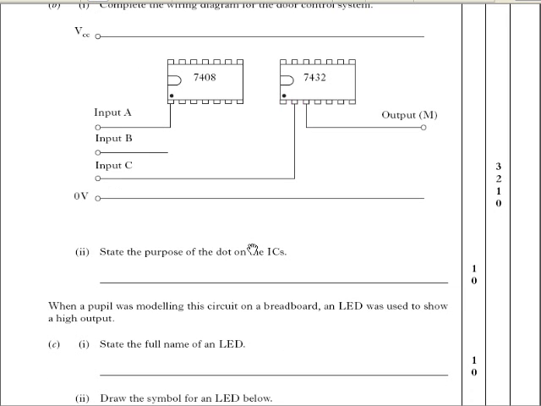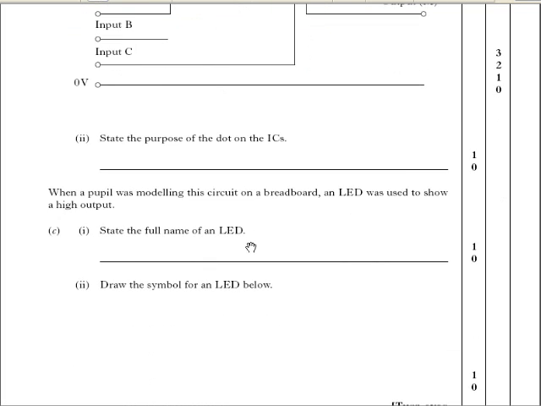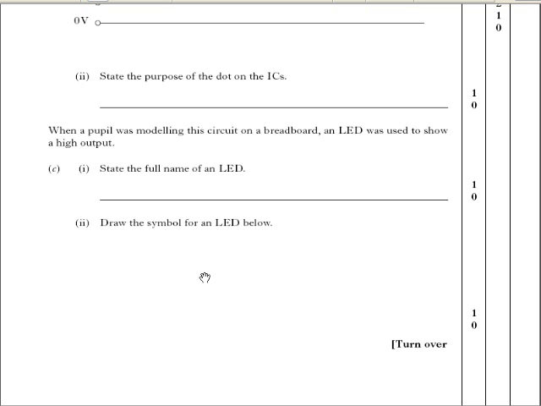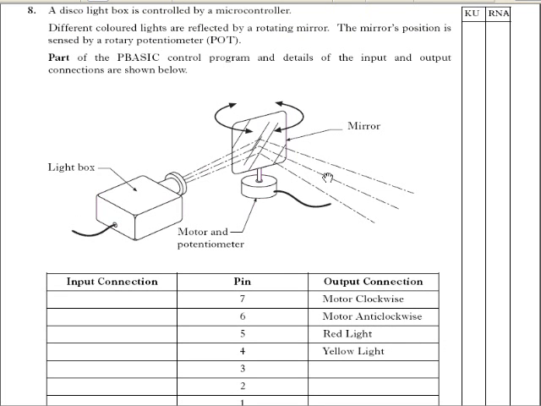When a pupil was modelling the circuit on a breadboard, an LED was used to show a high output. State the full name for an LED: a light emitting diode. The symbol is a triangle with a line on the end of it, and then 2 arrows coming away from it. A disco light box is controlled by a microcontroller. Different coloured lights are reflected by a rotating mirror. The mirror's position is sensed by a rotary potentiometer. Part of the P-basic control program and details of input and output connections are shown below.